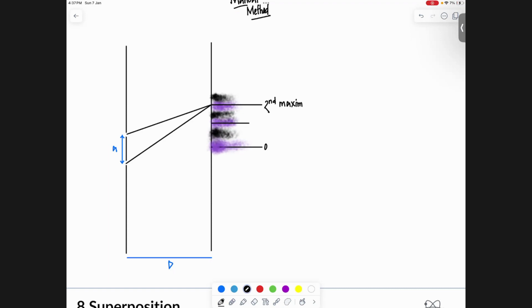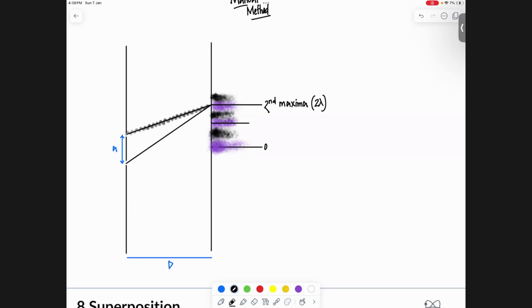Can you tell me, second maxima means what is the path difference between the two lines? Very good, 2 lambda. So you understand well. 2 lambda means waves travel from here and reach this point, and waves travel from here and reach that point. How many extra waves do I have in one of the lines? 2 extra waves, right?